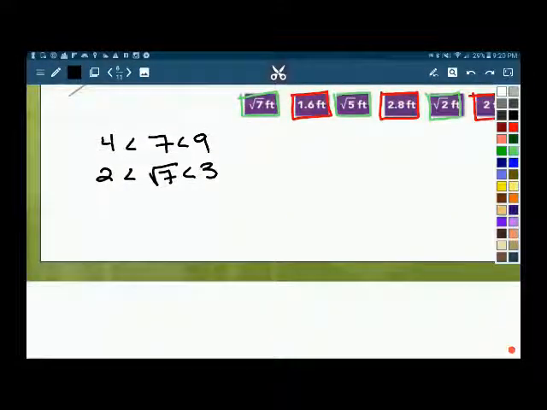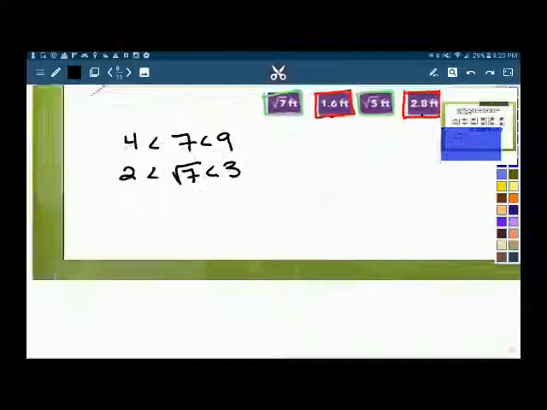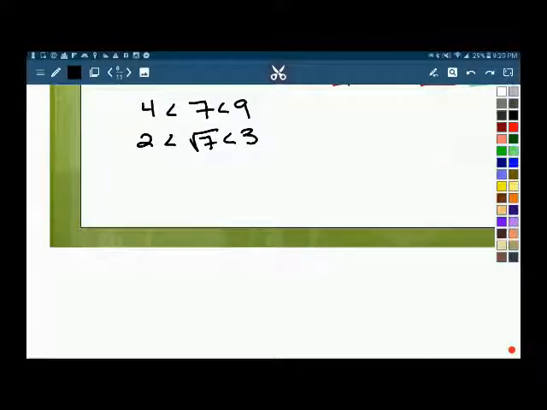Now I need to approximate that to the 10th, and I'm going to choose the 10th because if you look at all the numbers in the list, none of the numbers are to the 100th. Like I have 1.6, that's to the 10th. 2.8, that's to the 10th. And this 2, I could also say is 2.0, so that's really only to the 10th at most. So I'm going to approximate what the square root of 7 is to the 10th. Now 7 is 3 units away from 4, and it's 2 units away from 9, so it's closer to 3 than it is to 2, but not by much. So let's try 2.6.